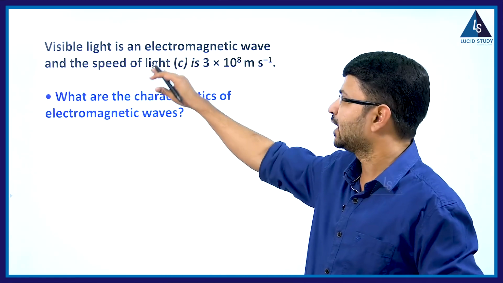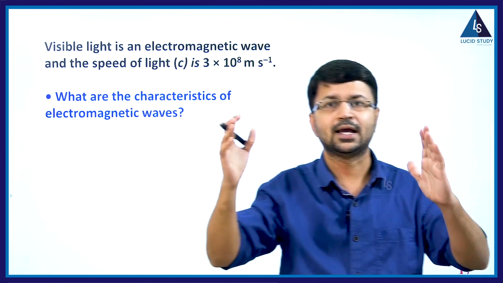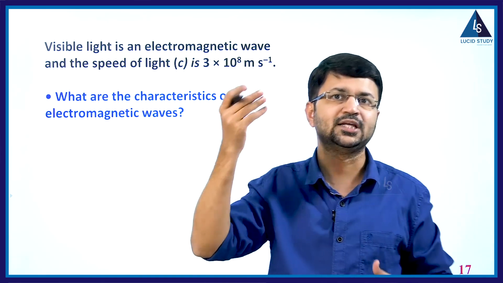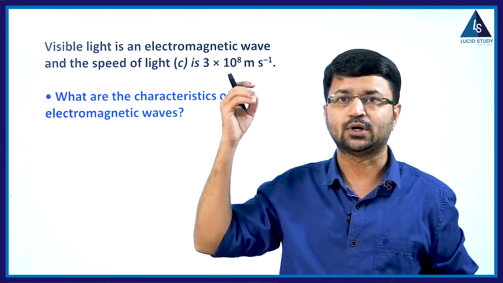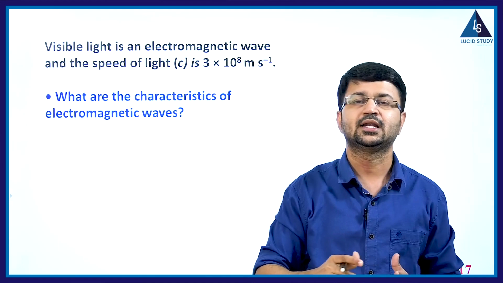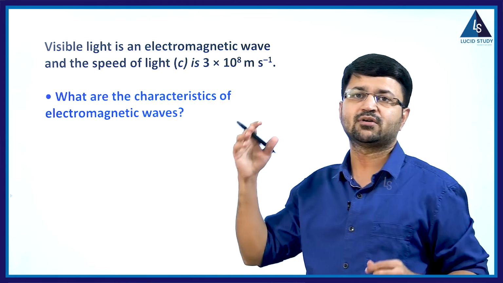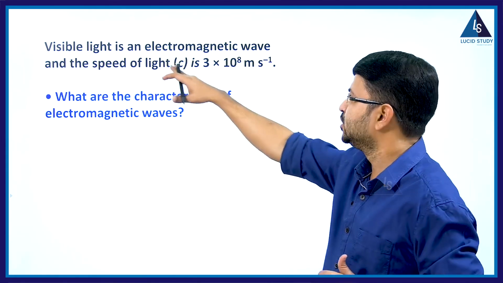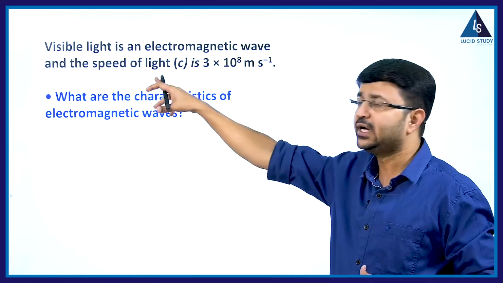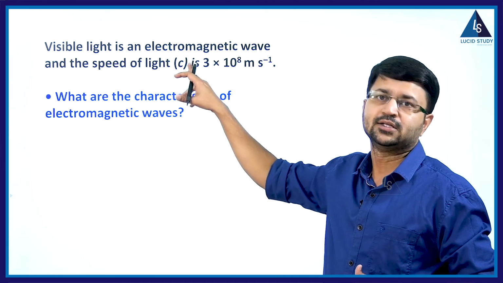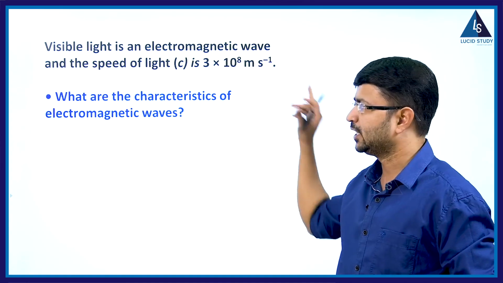Now see here, take the case of visible light. Visible light means whatever electromagnetic radiation can be seen by our naked eye is called visible light. But the light that comes from the sun will have some other kinds of radiations also, apart from the visible light. This visible light is actually an electromagnetic wave, and the speed of light is symbolized by the small c, whose value is 3 into 10 to the power of 8 meters per second.